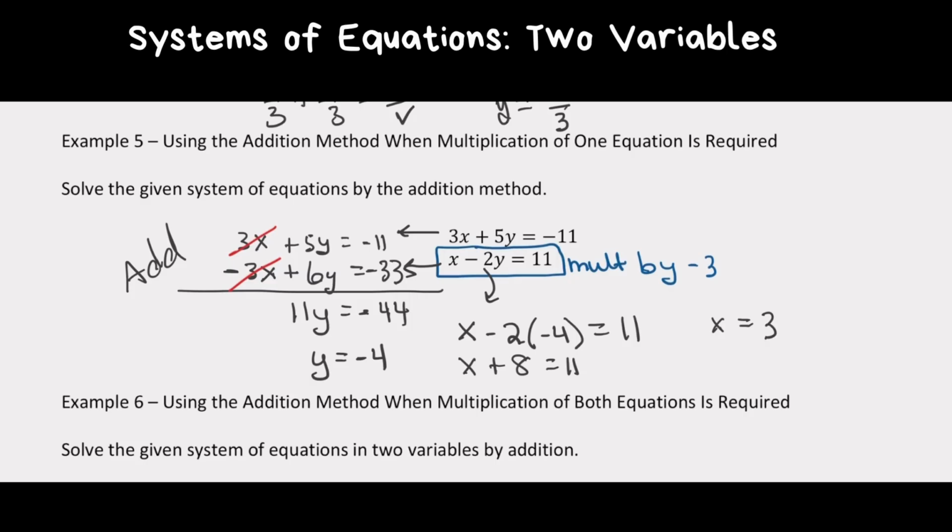So what did I find? I found that the solution is 3 for x, negative 4 for y. And there's the solution to my system. Okay?